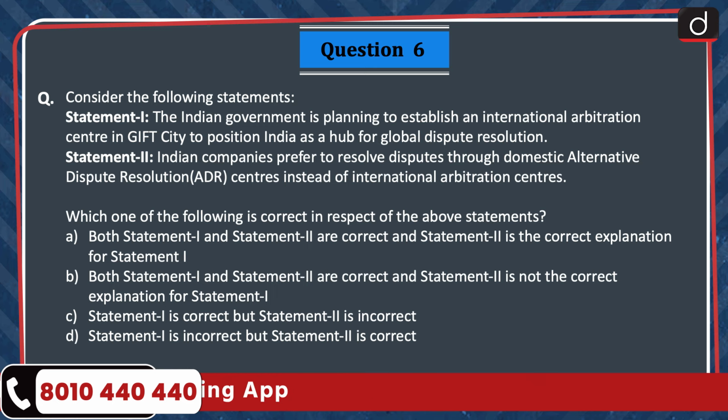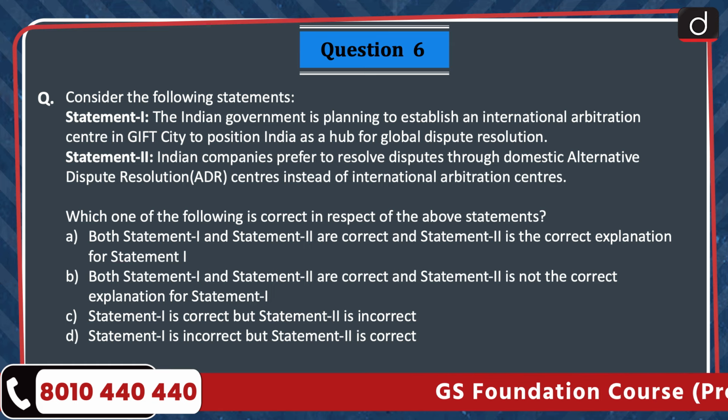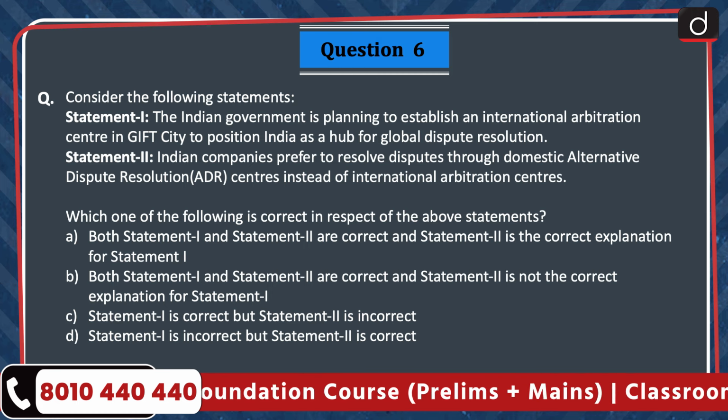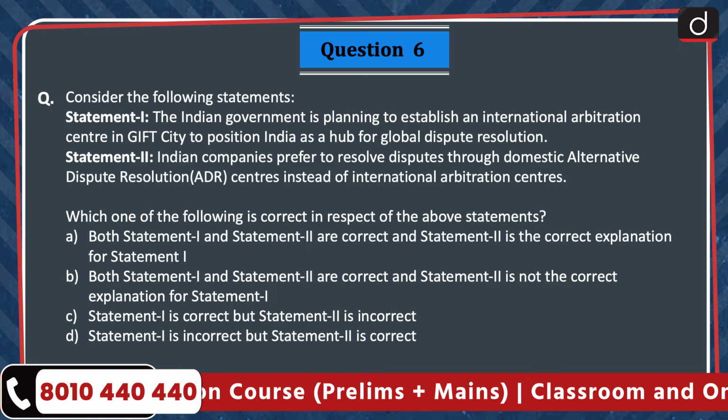Both statements are correct and statement 2 is the correct explanation for statement 1. Both statements are correct and statement 2 is not the correct explanation for statement 1. Statement 1 is correct but statement 2 is incorrect, or statement 1 is incorrect but statement 2 is correct. The correct answer is option C. Statement 1 is correct but statement 2 is incorrect.